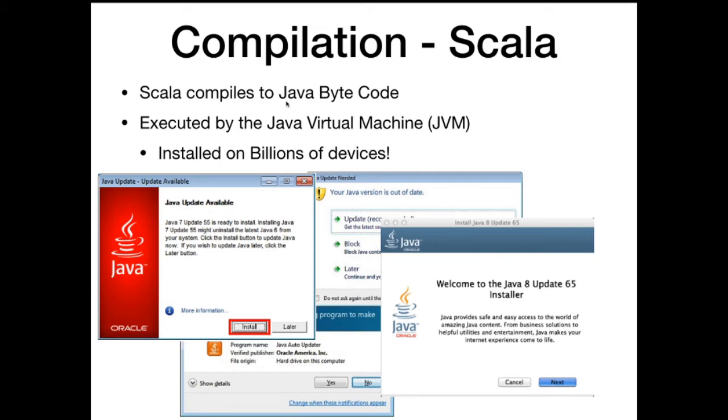Whenever you see the new update to Java available, that's your JVM saying, hey, I got another update, and we always get these pop-ups, and they get annoying at times. But the JVM is installed on billions of devices. Probably most of the devices you own have Java telling you to update Java. Anytime you see that splash screen, you know you've got the JVM installed on that machine, which means you can run compiled Scala or compiled Java code. So you can run the programs you're writing in this class on any one of those billions of machines out there.